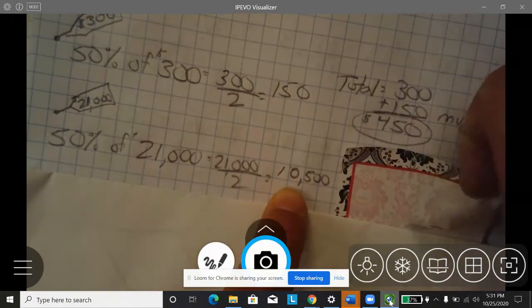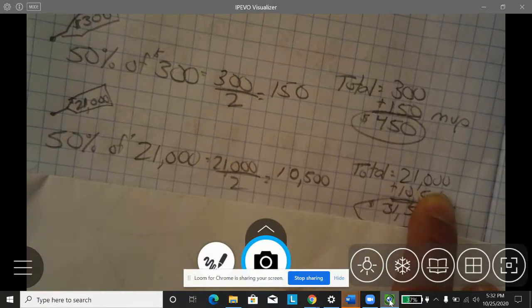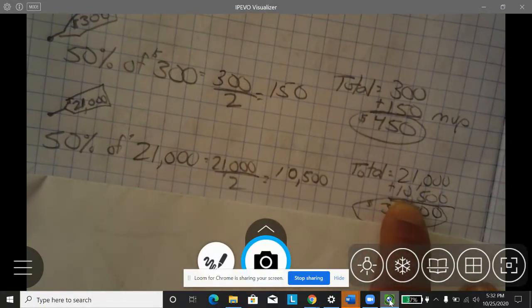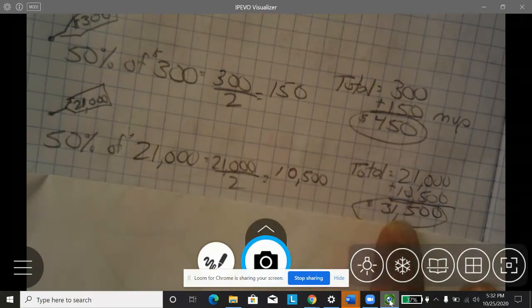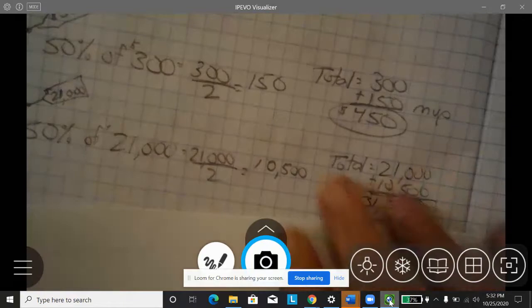Well, how much are you going to have to buy that car for, or sell that car for? $21,000 is what it cost to make the car, plus another $10,500 that you're going to mark it up for profit. So the sticker price on the car is going to be $31,500. So that's how you use percent increase.